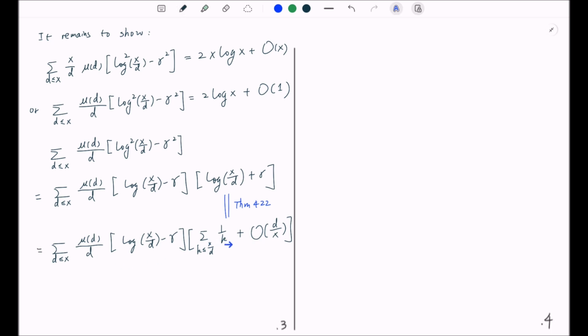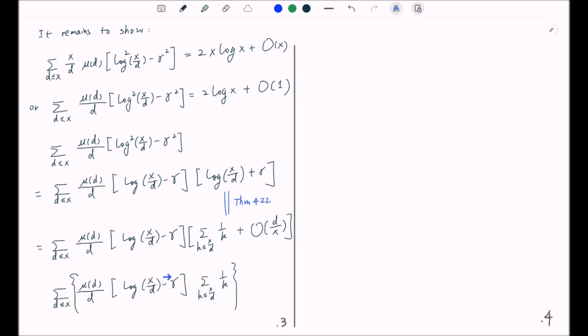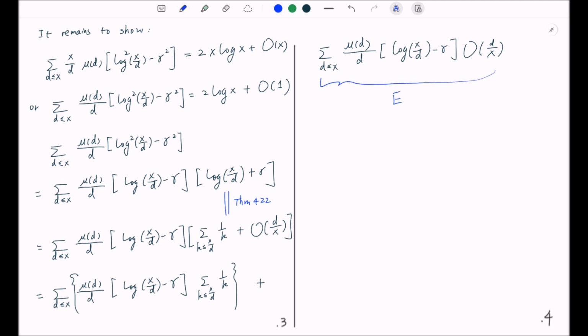And again, we're going to separate this sum into two parts. One part is this, plus the other part will turn out to be our error term. And again, we denote this by E. Let us first bound this E.